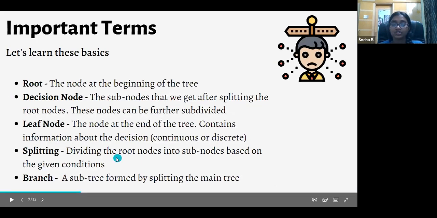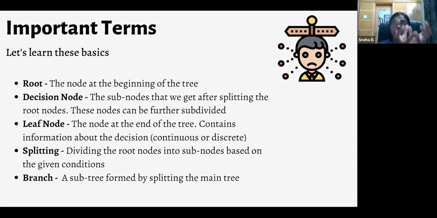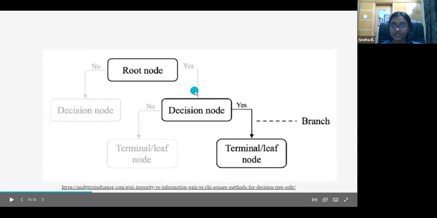Then we have a branch. A branch is basically a subtree that is formed by splitting the main tree. So what is splitting? You have a node, and based on the decision taken by the node, either yes or no, it goes to other sub-nodes. Now a subtree is formed. This is a subtree that was formed by taking this split. This split gave you this subtree. So that is known as a branch.